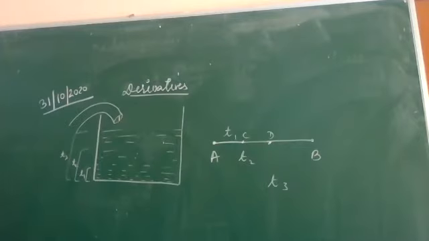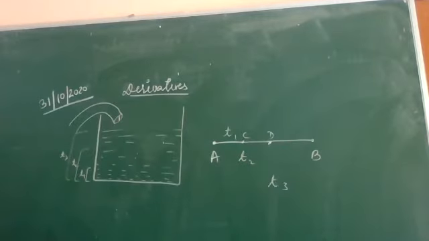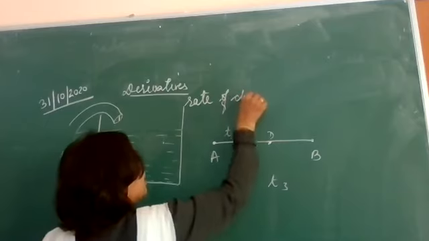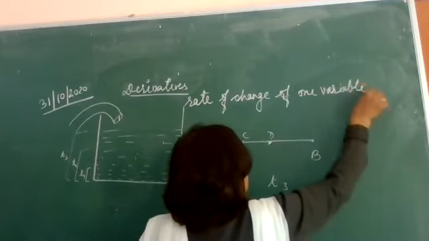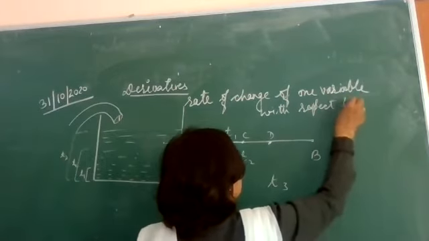So there also, if we want to study that this much distance we have covered in this time, and this much distance in that time, we check the rate of change of distance with respect to time, right? That means again, rate of change of one variable with respect to the other. So in many life situations, we are using these derivatives. Rate of change of one variable with respect to the other.